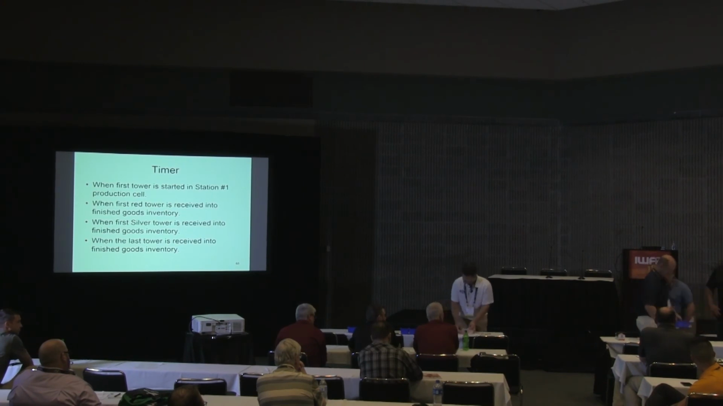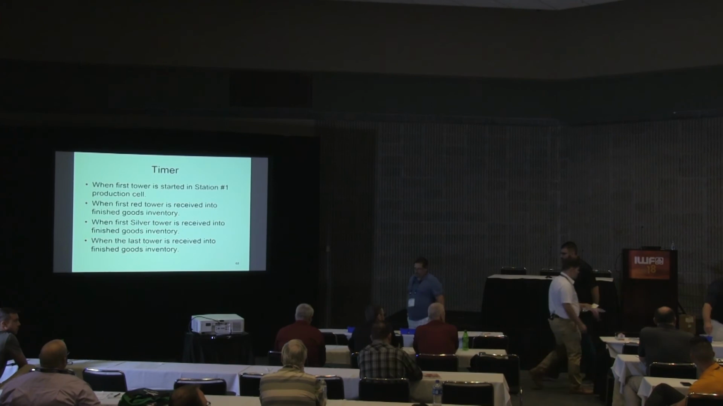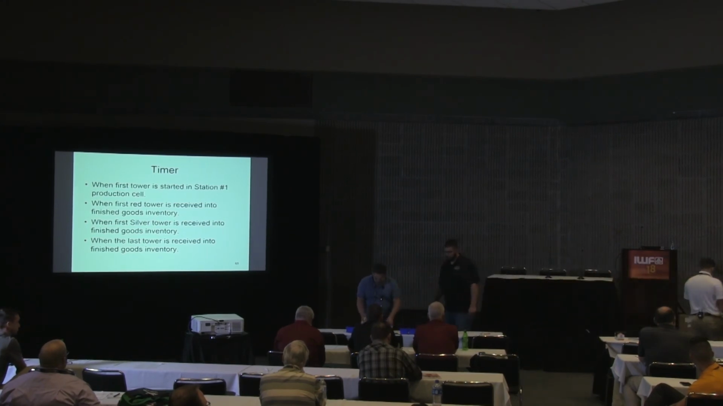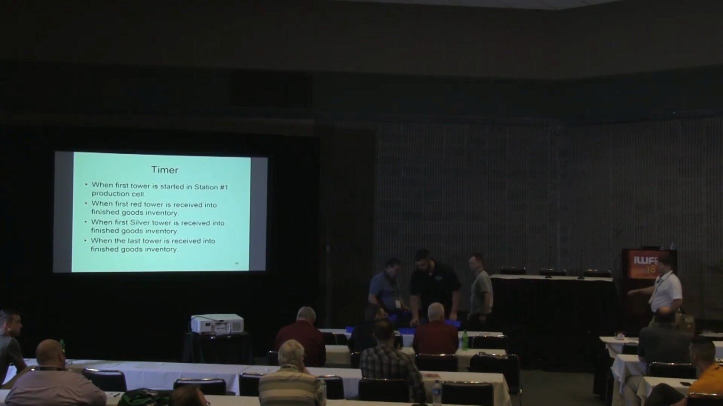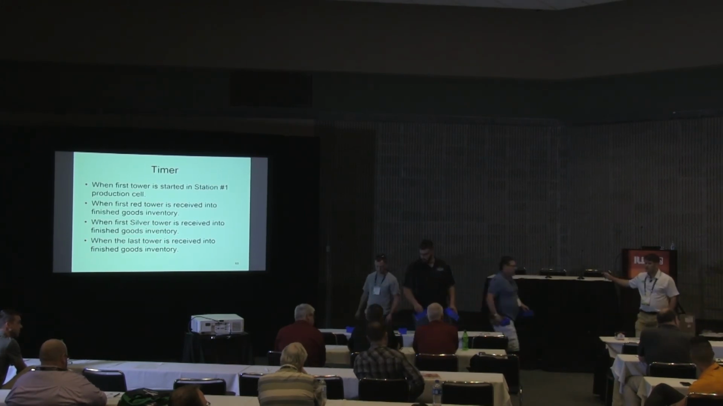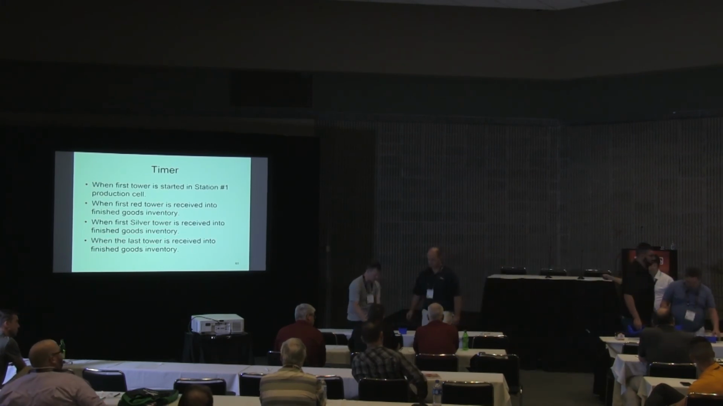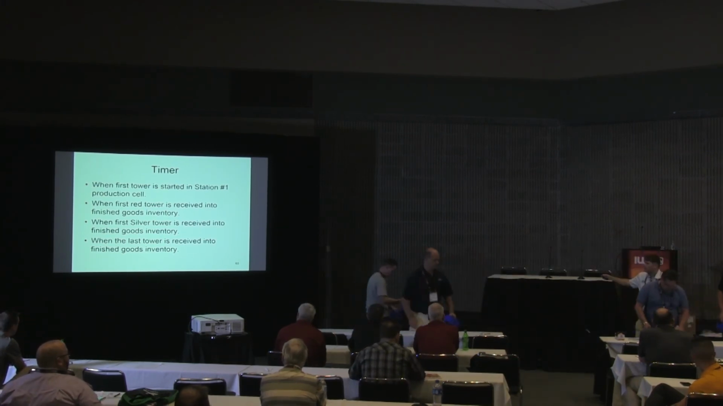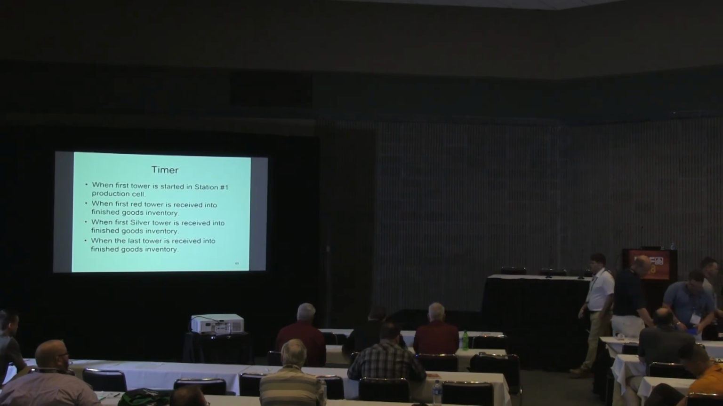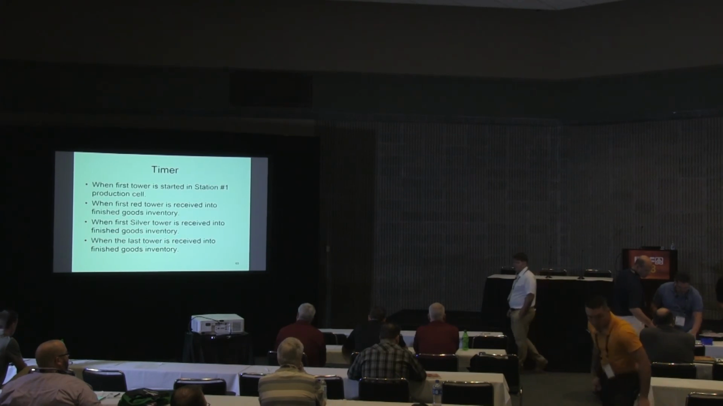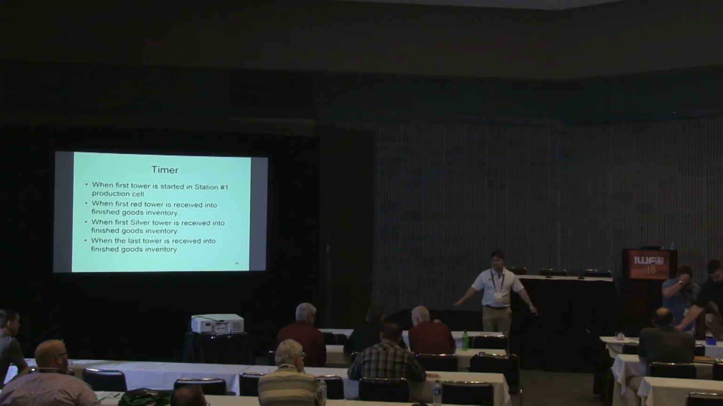So timer. When the first tower is started in the production cell like before, but only when the process starts, and then when the first tower is received in the finished goods inventory. Normally this is under a minute. Then the time when the first silver tower is received into finished goods inventory, and then when the last tower at 20 is received into finished goods inventory. Sounds very familiar, right? Almost the same, only all the information flow is cut out.